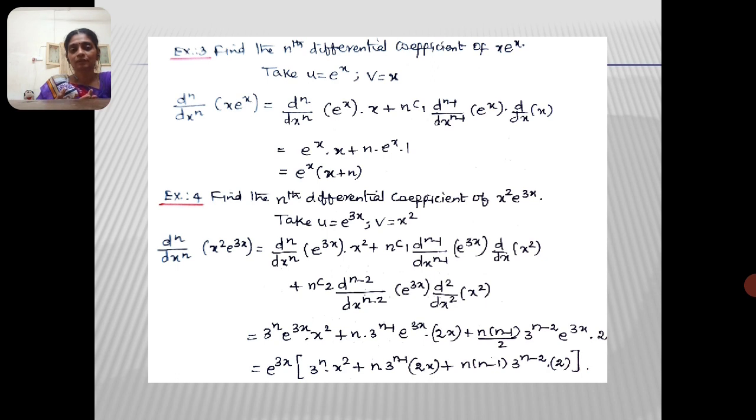In the fourth example, we have to find the nth differential coefficient of x square e power 3x. So we take u as e power 3x and v as x square. Now we write nth derivative for x square e power 3x. That is equal to nth derivative of e power 3x into x square plus nc1 n minus 1 derivative of e power 3x into d of x square plus nc2 n minus 2 derivative of e power 3x into d square of x square. So on simplifying, we get e power 3x into 3 power n x square plus n 3 power n minus 1 into x plus n into n minus 1 3 power n minus 2 into 2.